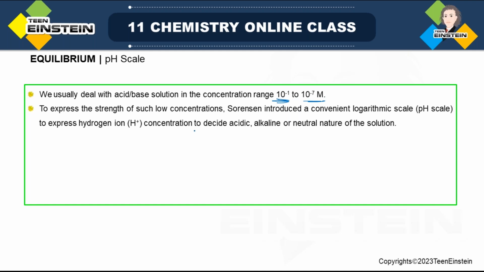So if we want to express the strength of such a solution, whether it is acidic or basic, with such a very low concentration, then the scientist Sorensen introduced a convenient scale, which is basically a logarithmic scale, and this scale is known as the pH scale. And what is its purpose? Its purpose is to express hydrogen ion concentration, because once you know the hydrogen ion concentration, you can decide whether the solution is acidic, alkaline or neutral.